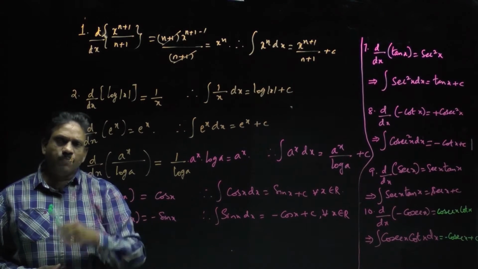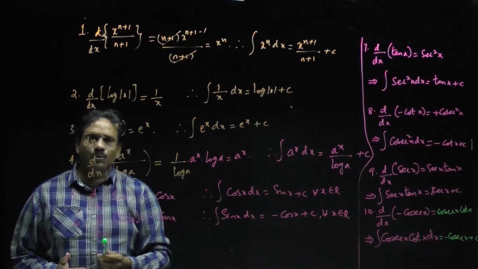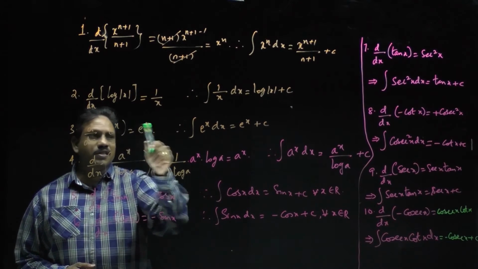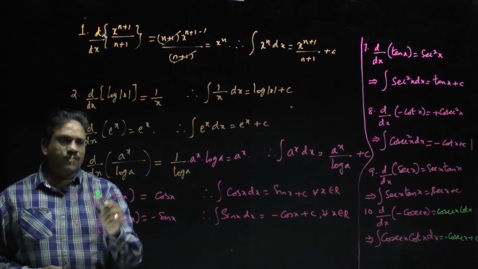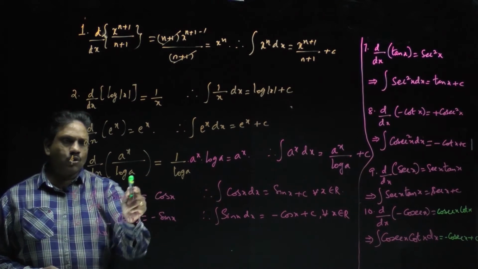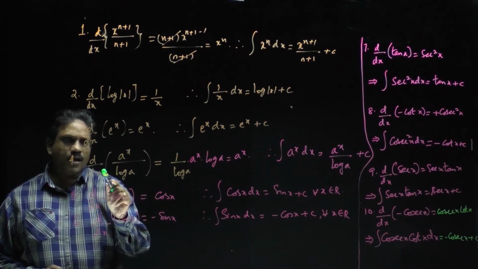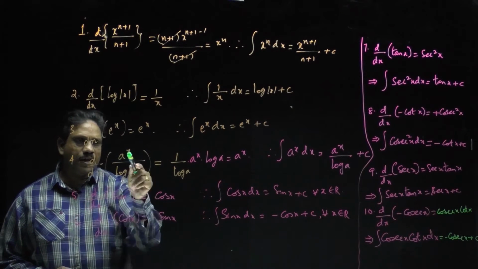The derivative of e power x is e power x. So the integration of e power x is e power x plus c. And the fourth result: the derivative of a power x by log a. Log a is a constant, so we have to differentiate only the numerator part, a power x.